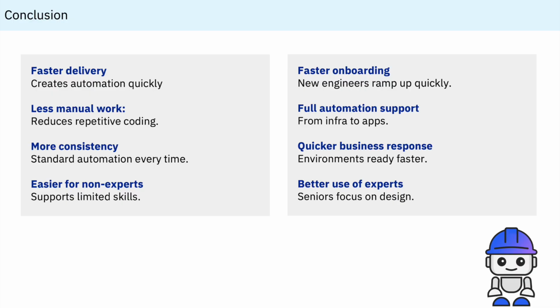Bob accelerates Instana Agent installation and application deployment by generating scripts quickly. It reduces manual engineering effort and ensures consistent, standardized environments. Teams don't need deep expertise to move fast, which shortens onboarding and delivery cycles. Bob supports end-to-end automation, from Instana Agent installation to application deployment. Overall, it improves agility and allows senior engineers to focus on architecture while scaling delivery.